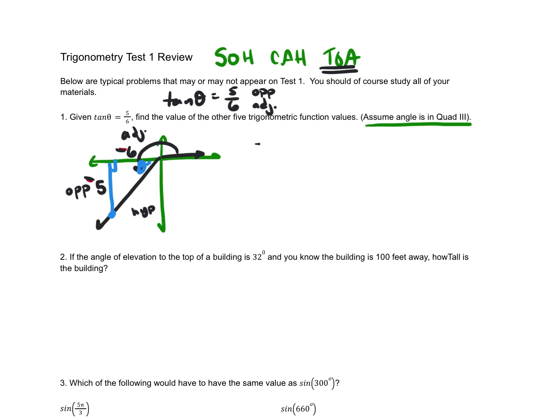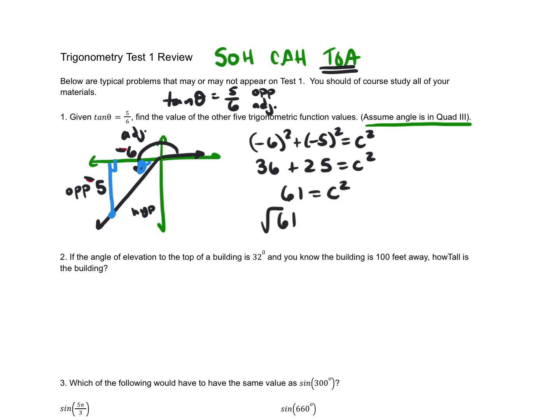So I can find the hypotenuse: -6 squared plus -5 squared equals c squared. Remember that hypotenuse always goes by itself. 36 and 25 is c squared. So that's 61 being c squared. So c is the square root of 61.